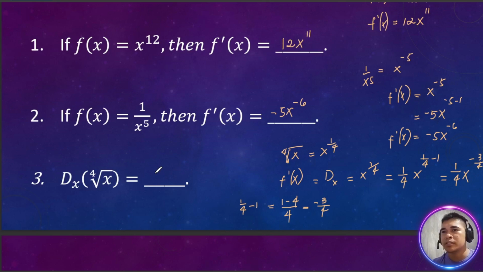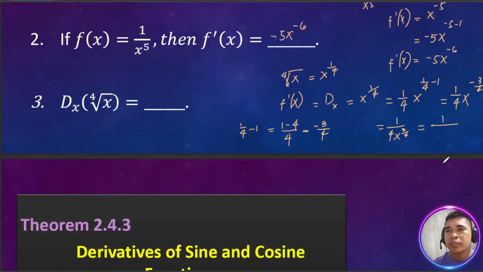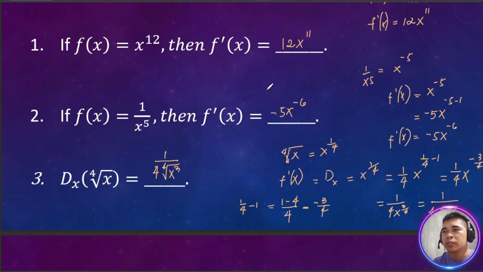The final answer is, we can rewrite this one as 1 over 4 times x to the power of 3/4, or you can have 1 over 4 times the fourth root of x to the power of 3. This is the final answer, 1 over 4 times the fourth root of x cubed. And also here, it can be rewritten as equals negative 5 over x to the power of 6.